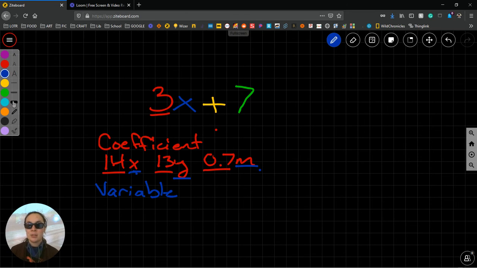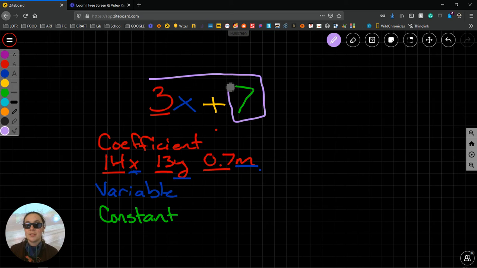And last but not least, certainly, we have 7. 7 is what is called a constant. It's called a constant because it is constant. It does not change. 7 is going to stay 7. It's not getting multiplied by anything. It's not being divided by anything. It is just sitting there as a constant. It's not going to change until we need it to, unless we have an equal sign. 7 is just going to sit there being 7. It's a constant.